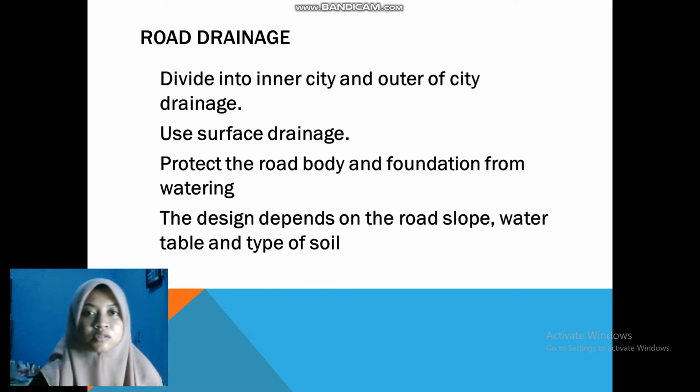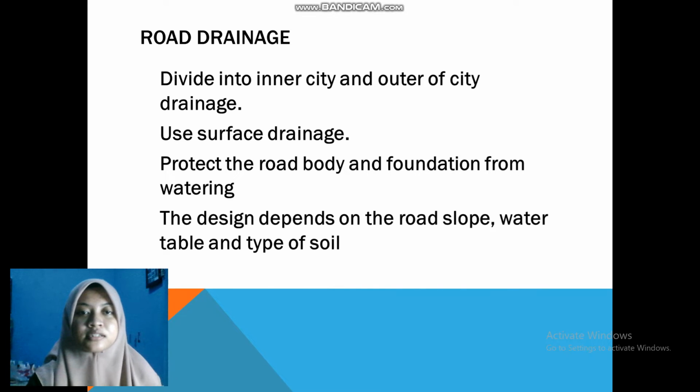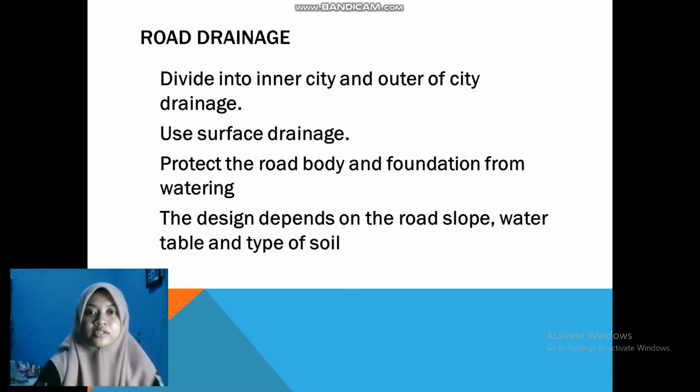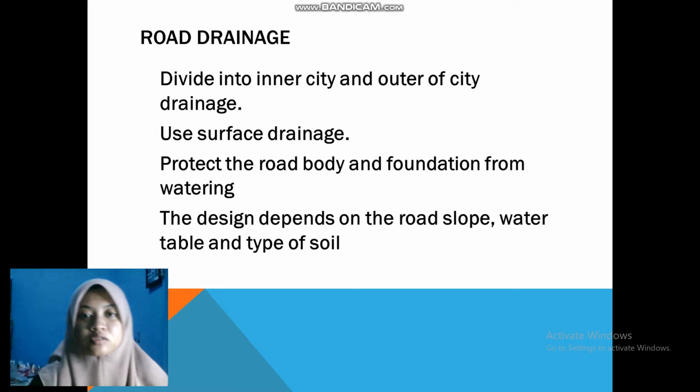The next is road drainage. Road drainage is divided into inner city and outer city drainage. It uses surface drainage and protects the road body and foundation from water. The design depends on the road slope, water table, and soil type.